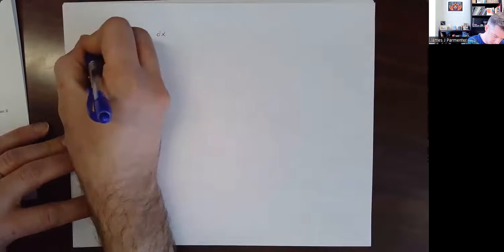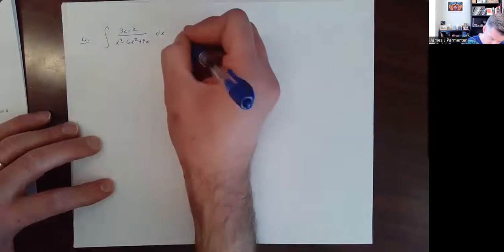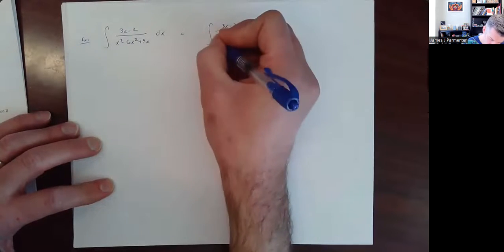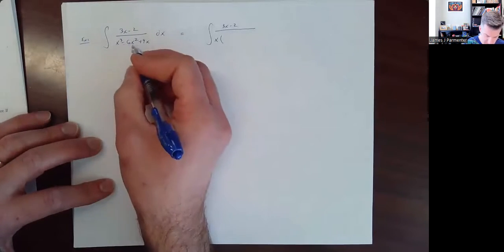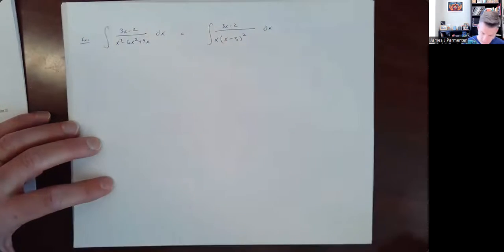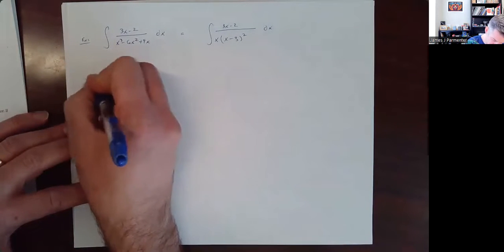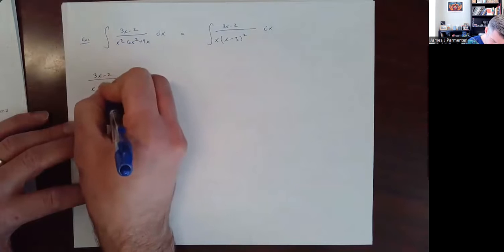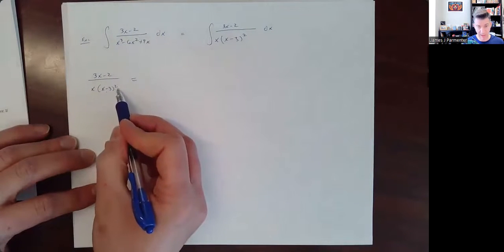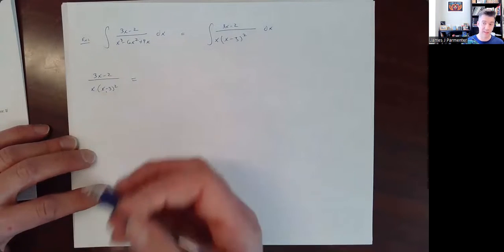So what we're going to do instead is see that the degree on top is less and the bottom does factor. So we're going to write this as the integral of 3x minus 2 over x times x squared minus 6x plus 9, which is x minus 3 squared. So then I have 3x minus 2 over x times x minus 3 squared. Since I have a repeated linear factor, x minus 3, because it's the second power, I have to have that highest power and then the lesser power.